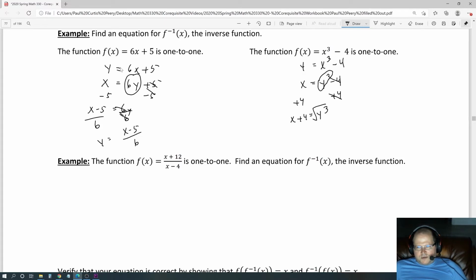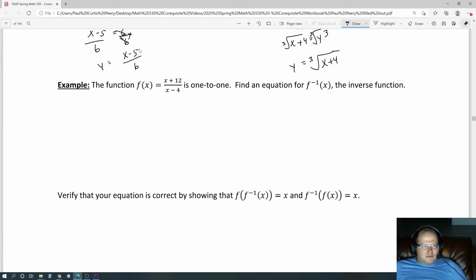So I want to undo the cubing of y by taking the cube root. Whatever I do to one side, I do to the other. That gives me y is equal to the cube root of x plus 4. Next, I have f of x is equal to x plus 12 over x minus 4. Replace the f of x with y. Then I say y equals x plus 12 over x minus 4.